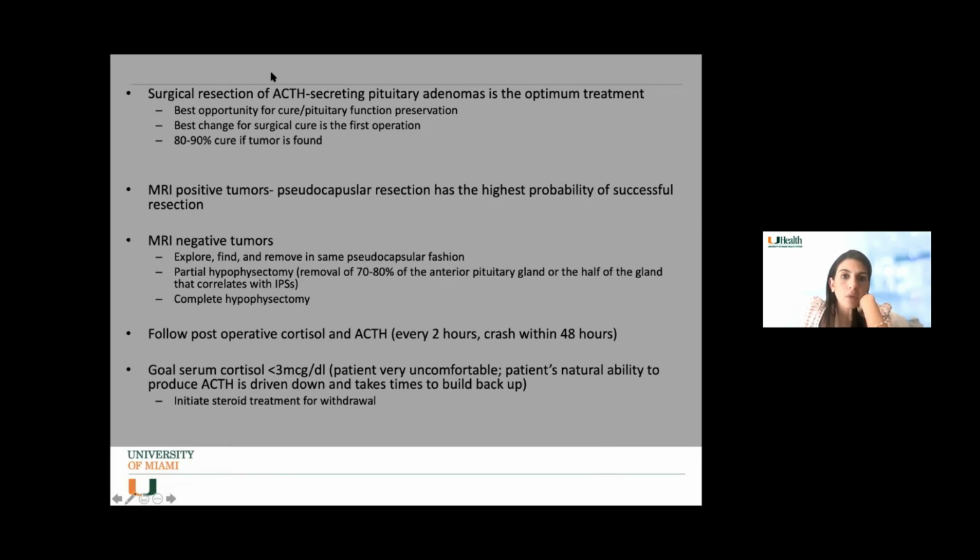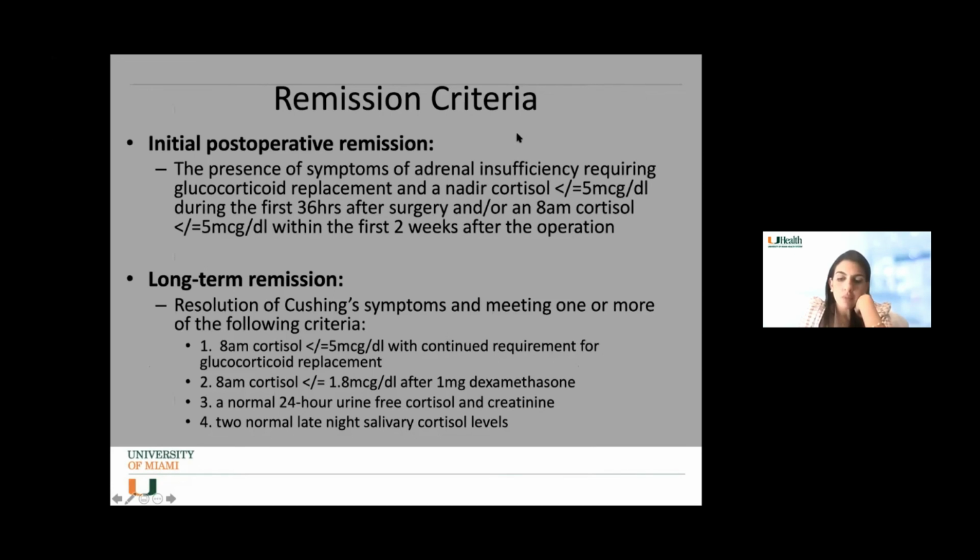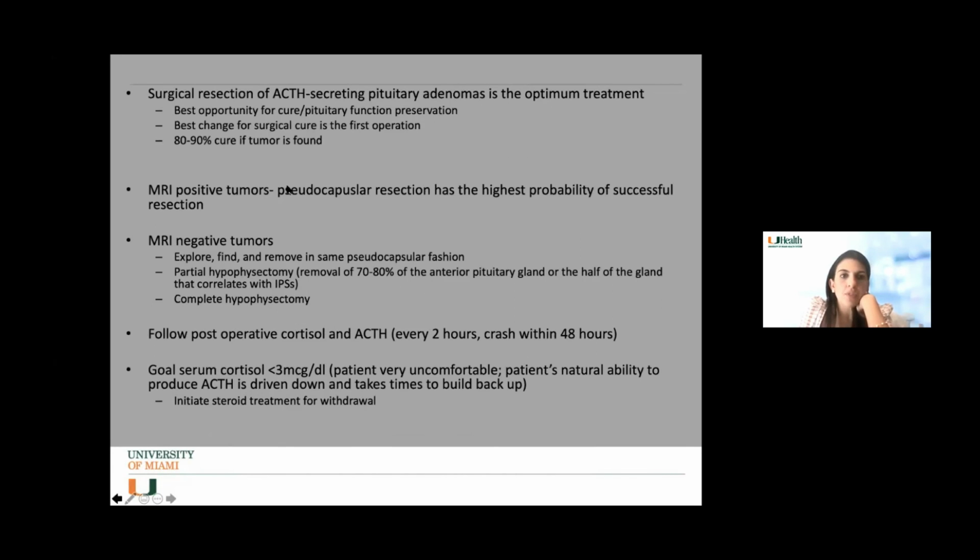So it's kind of a busy slide, but again, it talks about how surgery really is the optimal treatment in terms of Cushing's because of the effects that it can have on mortality. And your best opportunity is going to be not only for cure, but also for preservation of normal pituitary function. The first operation is the best go-around, again.